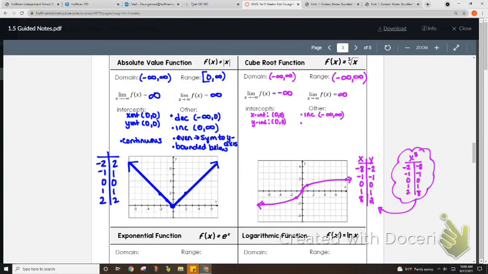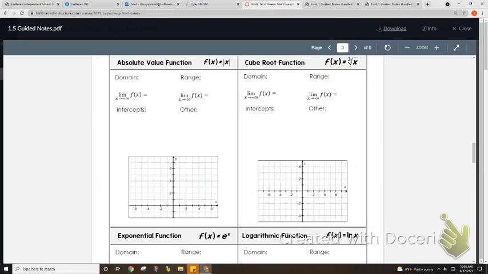Symmetry. This graph is symmetric to the origin, which means it is odd. This graph is not bounded. It keeps going up and down. There's no local extrema. There's no asymptotes. And is it continuous? It is continuous. So that's our cube root.